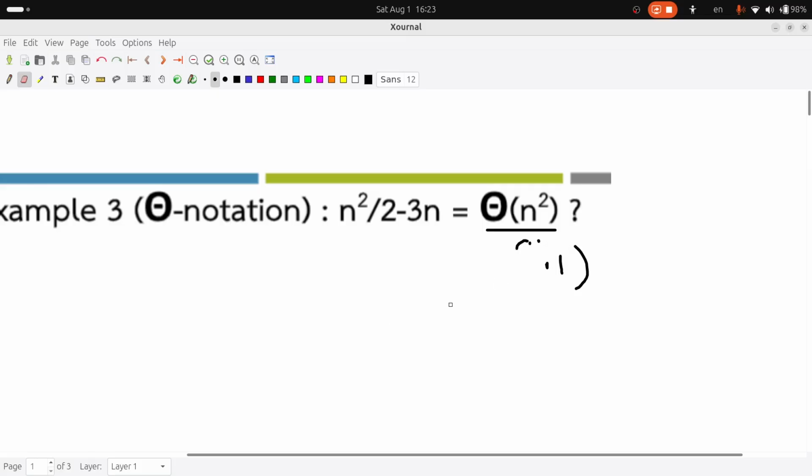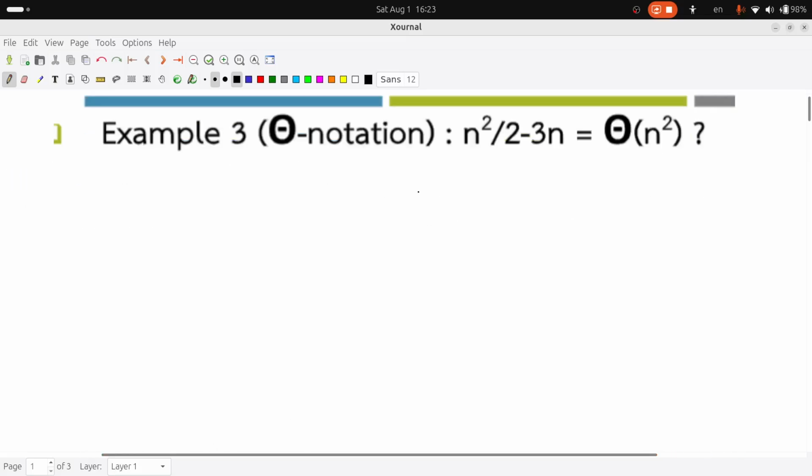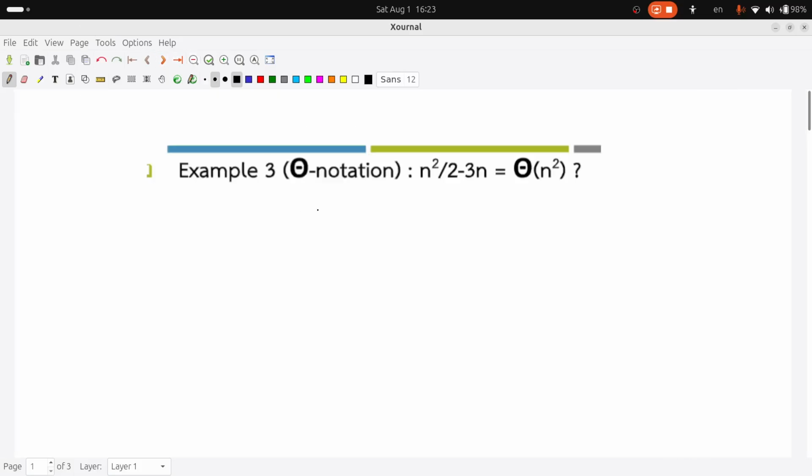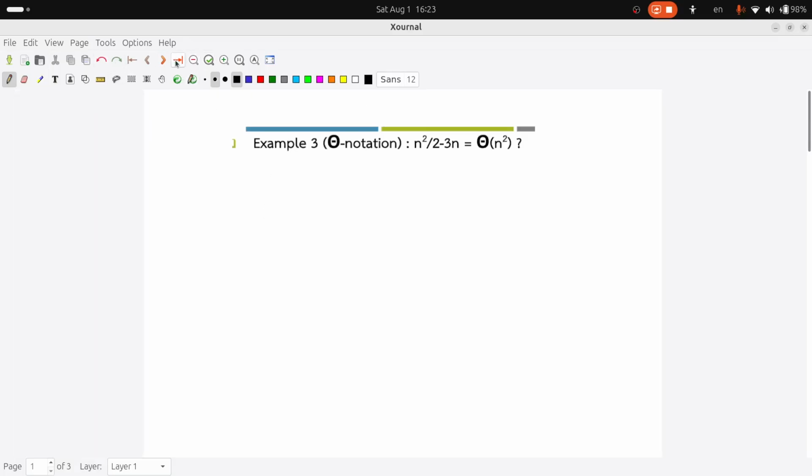So let me think about how we can start to prove this. The easiest way to prove something about asymptotic notation is to know the definition of that notation. If you know the definition of asymptotic notation, it is going to be easy for you to prove it. Okay, let me show the example for this problem.